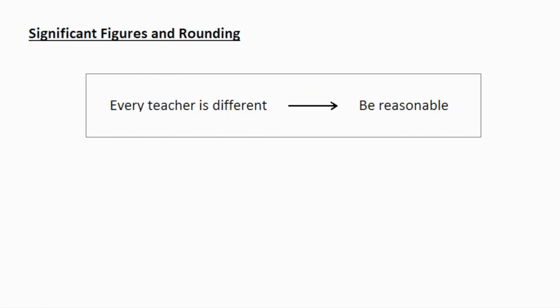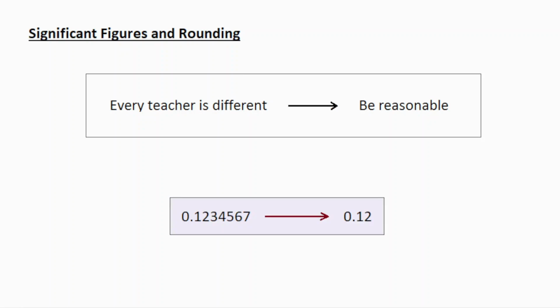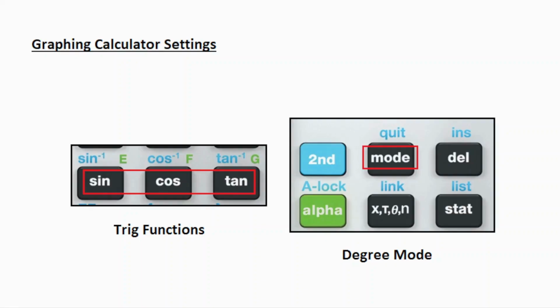Let's talk about significant figures and rounding. Know that every classroom teacher has different expectations for these. You'll want to check in with your own teacher. I'll just recommend that you be reasonable. One of the major things that I see students do is turn in answers that look like what's on the left. I think that's too many decimal places. I think you'll want to round that up to be a nicer looking number like what's on the right.